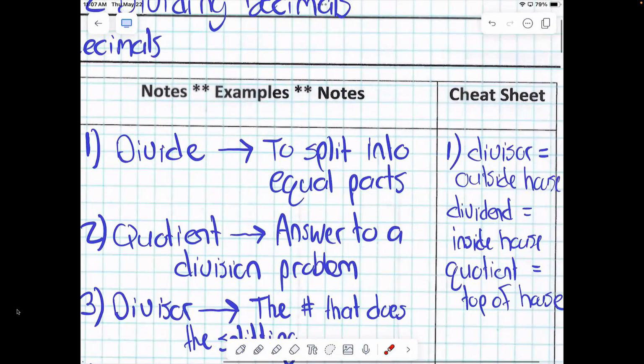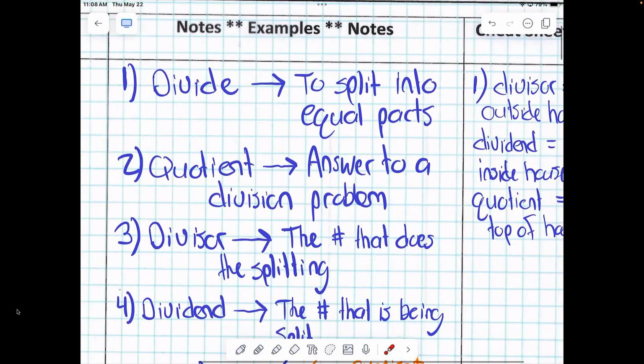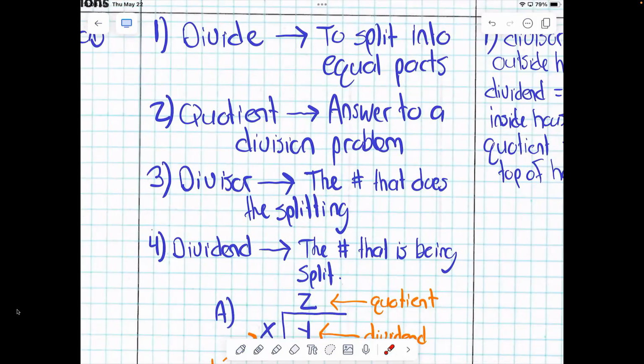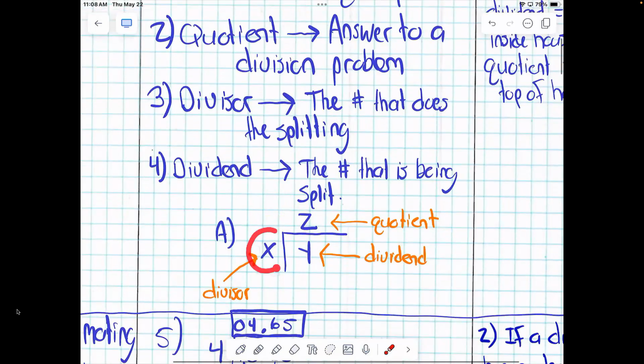Divide means to split into how many parts? Or into what kind of parts? Equal parts. Quotient would be the answer to a division problem. When you have a division problem, what number does the splitting? Divisor. So that's the number on the outside, right? Yes. On the outside of the division box. What number gets split? Dividend. That's the number on the inside, right? Yes. And then the quotient in a division box anyways goes up top, yes? Yes.